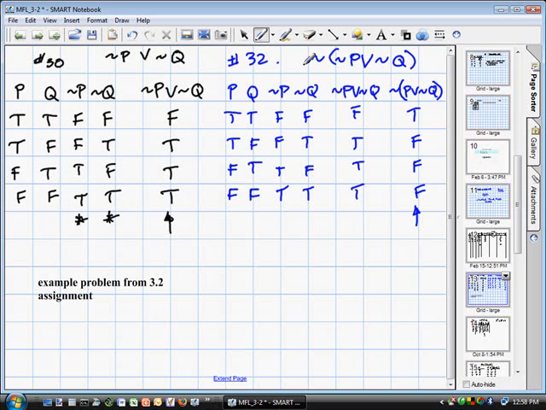Okay, now here are a few of the problems from the 3-2 assignment. Let's do number 30. Let's make sure I interpreted this correctly. Number 30 in the book says, construct a truth table for each statement. Number 30 is not P or not Q. Do you see that sitting right? Here's the problem right here in the red box. So why do I have all these other rows?